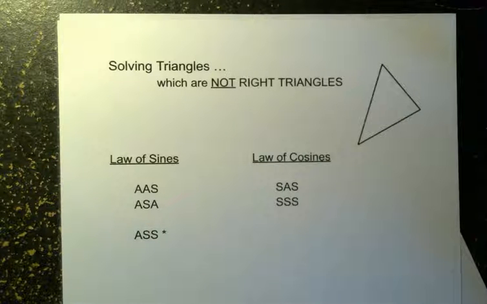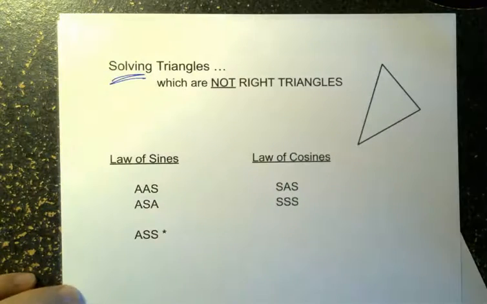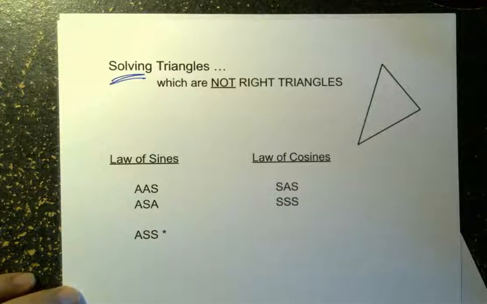I am here to talk to you about how to solve a triangle when it is not a right triangle. Now, what do we mean by solving a triangle? You've done this before. You did this in geometry. It was with right triangles, and what you did was you found all the missing sides and angles.